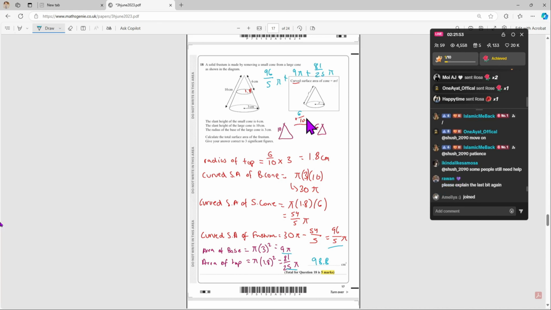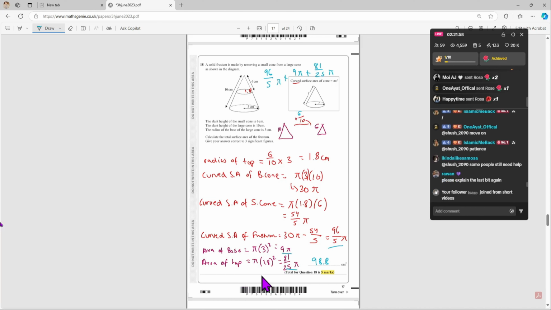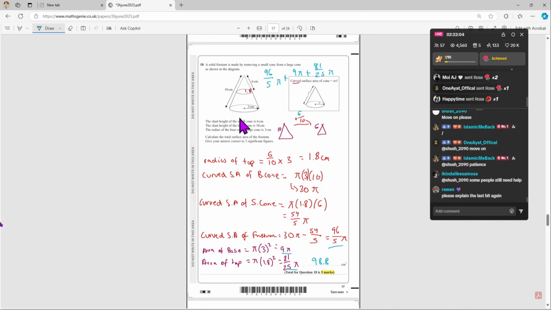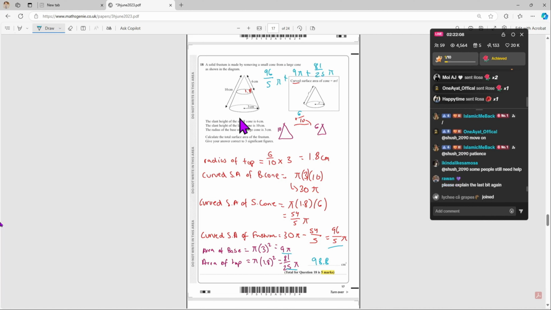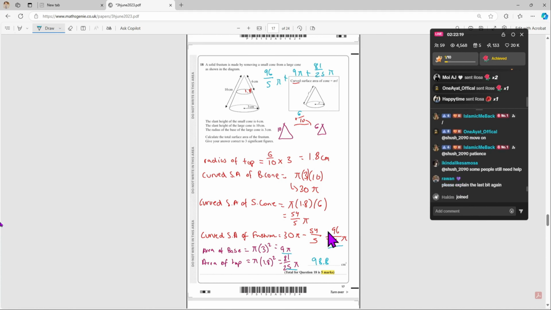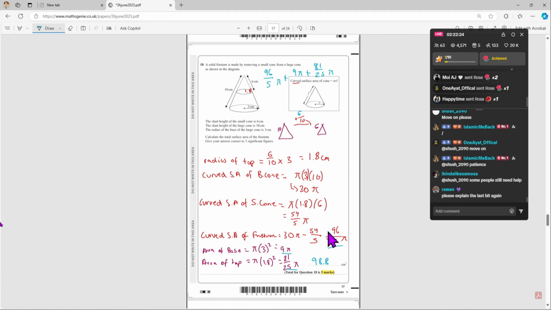So this last bit over here, we work out the area of the base, which is pi r squared, because these are two circles, okay? Pi r squared, the radius is 3, and the radius is 1.8. Use your calculator to put them in and get the areas. And then you add them on to the curved surface area of the frustum to get your total surface area. Okay? So now, are we ready to move on?